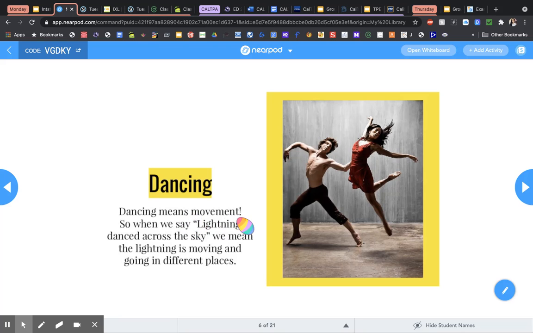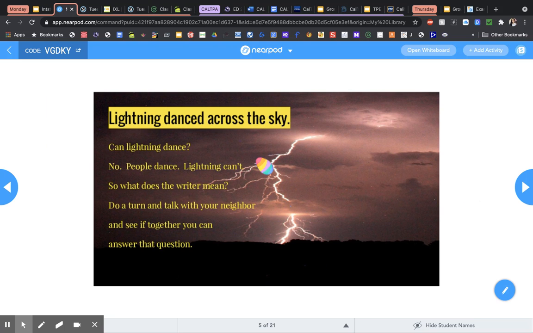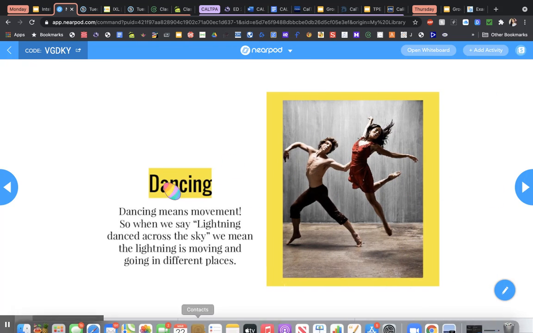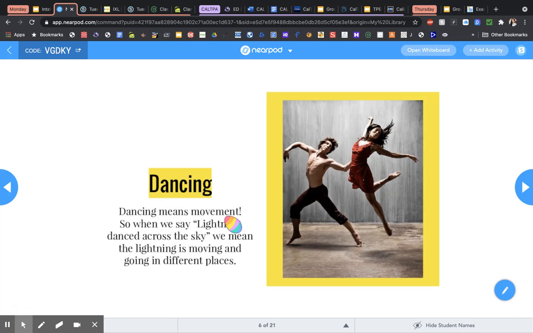Dancing means movement. So when we say lightning danced across the sky, we mean that lightning is moving and going in different places, kind of like these dancers here. They look like interpretive dancers, and as you can see, their arms are moving all across. So if you look back at the picture here, you can see why the writer compared the two. The writer is just trying to make their text more colorful and less boring.